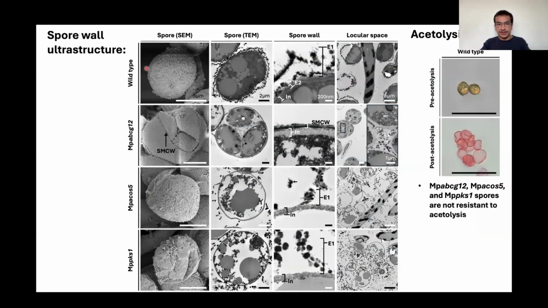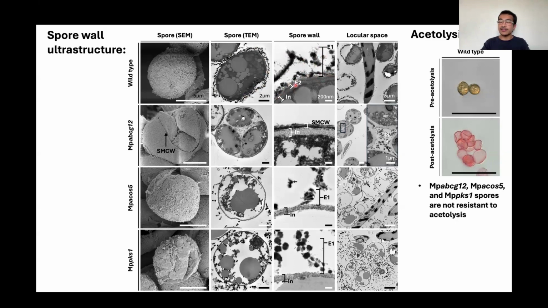In the wild type, this is what spores look like under the SEM. And when you slice it open through TEMs, you see that the spore wall, the very densely colored layer, is called the exine. There are two layers of the exine, exine 1, which is very patterned, and exine 2, which is a very even layer right beneath the exine 1.